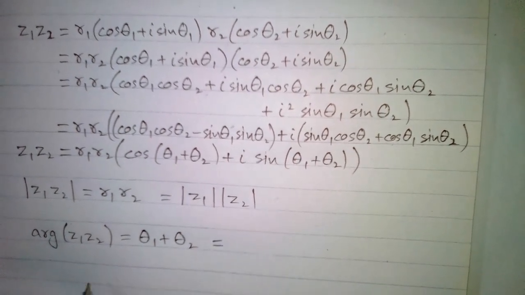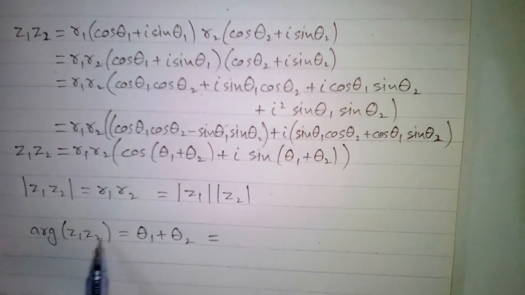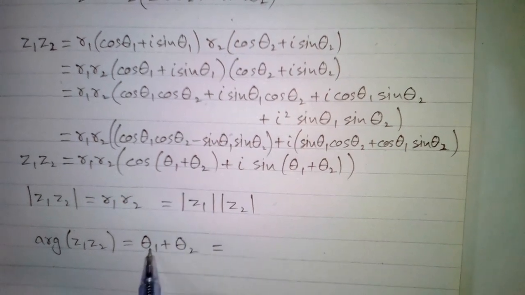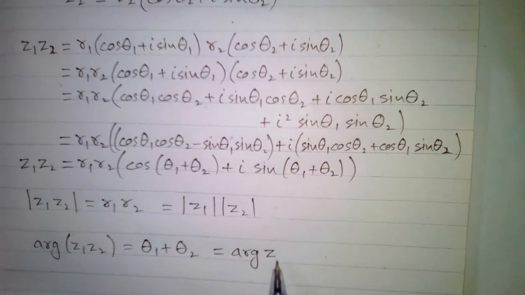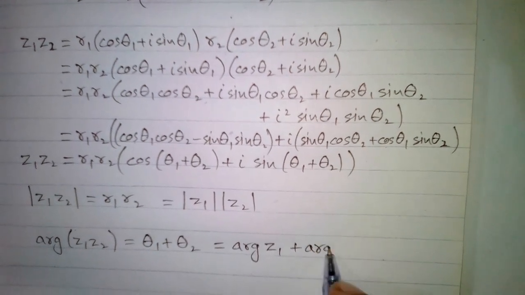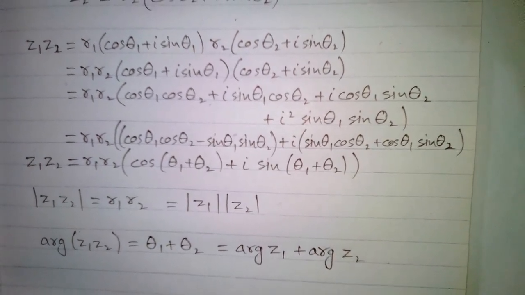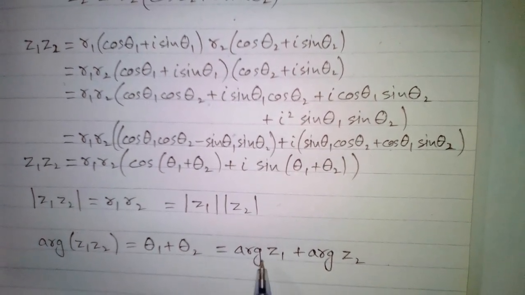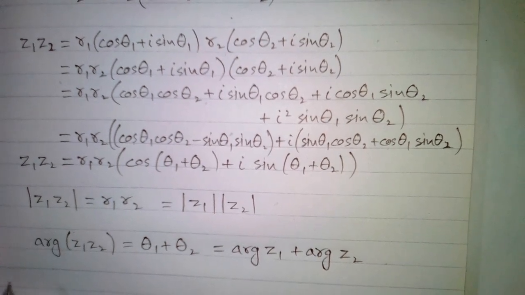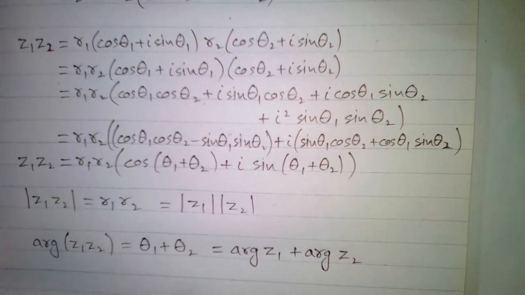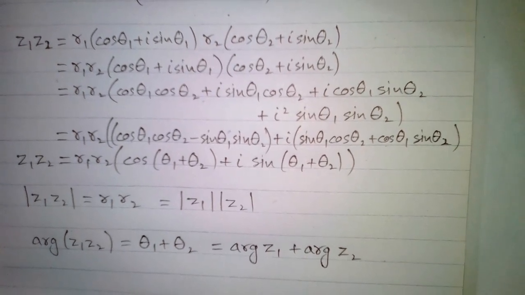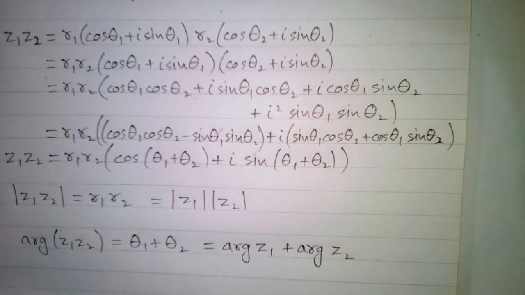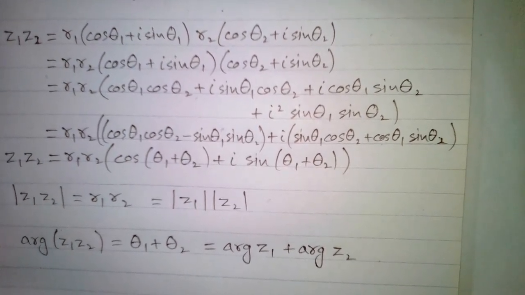And here we can see that argument of z1 z2, the angle of the product, is theta 1 plus theta 2. So theta 1 is argument of z1 plus theta 2 is argument of z2. So we can say that argument of the product is equal to the sum of the arguments of the individual complex numbers. So argument of z1 z2 is equal to argument of z1 plus argument of z2. So this is the modulus and argument of the product of the complex numbers.